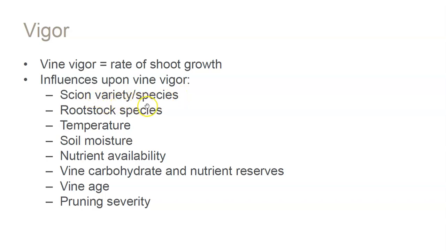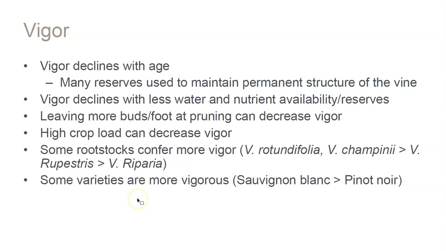All of these things can influence vine vigor, right? So scion and rootstock, environmental conditions, soil conditions, like nutrients and all that. Vine age: typically young vines will be quite vigorous, and then as they age, the vigor goes down. Even though the trunk size can be quite big on old vines, the rate of growth is going to be slow on old vines. And pruning severity. If we prune to fewer buds, then vigor increases. If we prune to more buds, vigor diminishes.